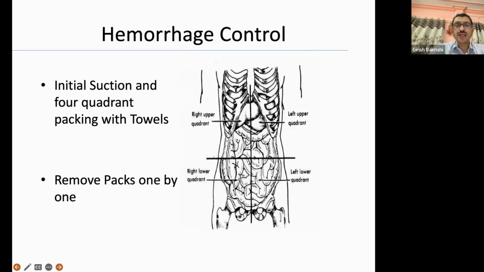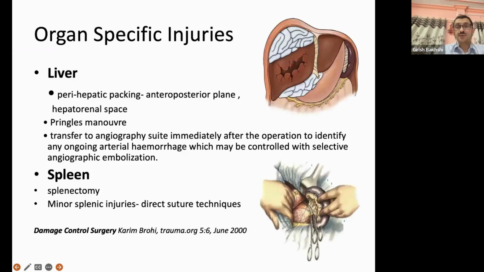Each quadrant, and gradually remove after we have sucked out all the blood, because there is so much blood in these cases that you will not be able to visualize. So what you can do is immediately put 4 towels which will absorb. At the same time, they will have some tamponade effect. And then in the meantime, you can do suction all around and then you can go ahead. Now what you do is remove packs one by one.